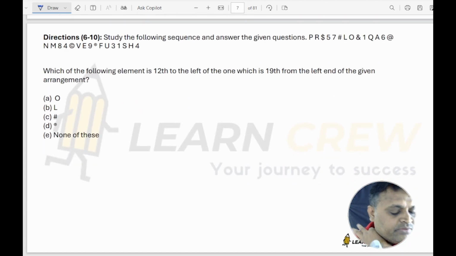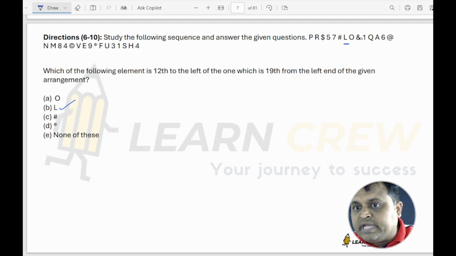Then next, which of the following elements is 12th to the left of the one which is 19th from the left end of the given arrangement. So you can say 1 2 3 4 5 6 7. So it is 19 minus 12, seventh one means it is L. Which element is 12th to the left of the one which is 19th from the left.